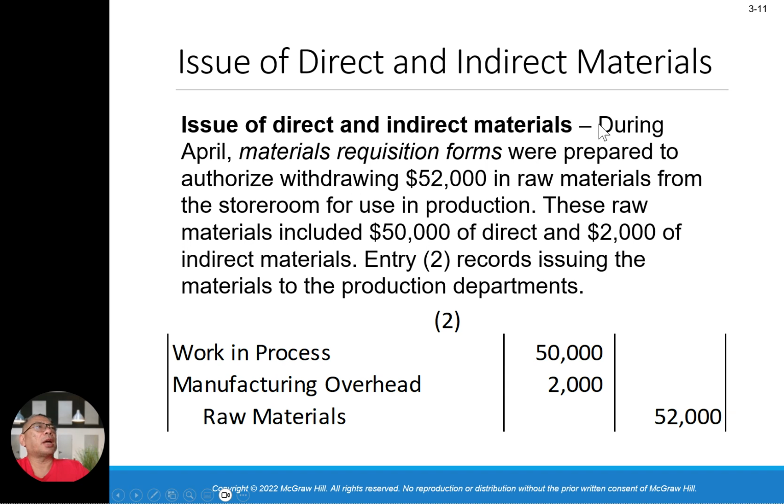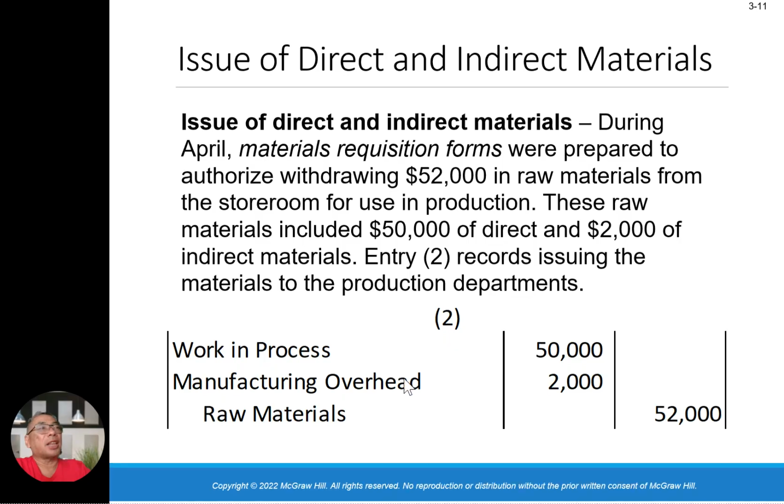Issue direct materials during April account requisitions. How are you going to book it? Withdrawing 50,000 in raw material from the store account; this includes 50,000 in direct materials and 2,000 in indirect materials. How are you going to book this? Work in process is 50,000 debit. Manufacturing overhead debit is 2,000. Raw materials credit is 52,000.